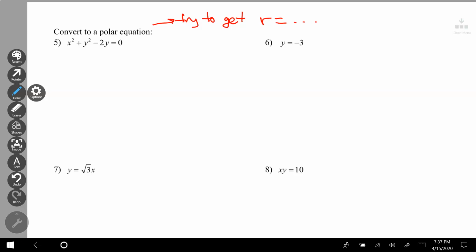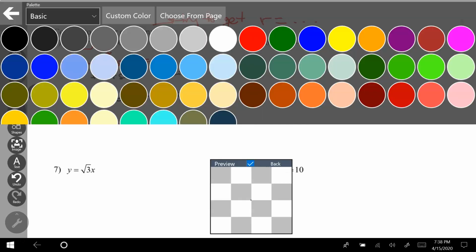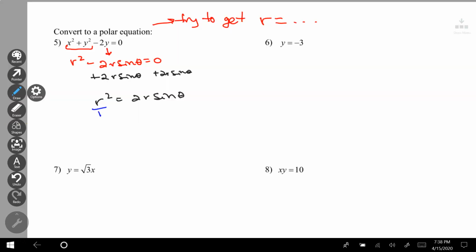Well, the very first problem, look at this. X squared plus y squared is a nice substitution. That's just r squared. Minus y has a substitution of r sine of theta. Again, I'm using those big 4 from that front page. I'm going to add this over to the other side. I have r squared is equal to 2r sine of theta. And then I could divide everything by r. I get r equals 2 sine theta.